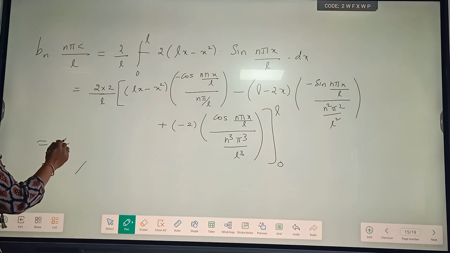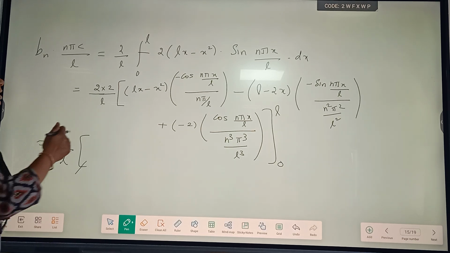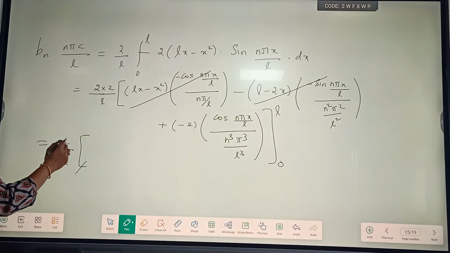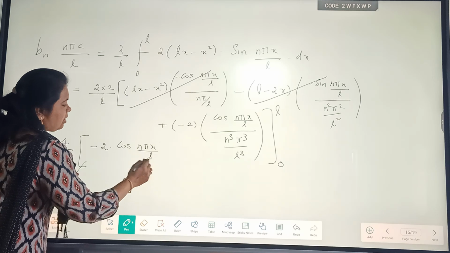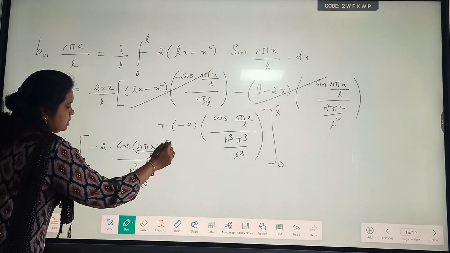Yes, apply now. 4 by L. Apply the upper limit and lower limit. So what are you getting? Which term will cancel completely? First one will completely cancel. Sine function also will get cancelled. So you are left with the minus 2 cos n pi x by L divided by n cube pi cube by L cube, from 0 to L.